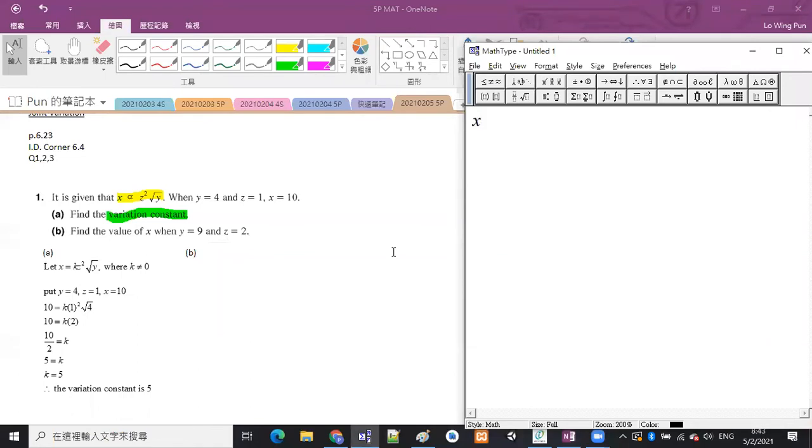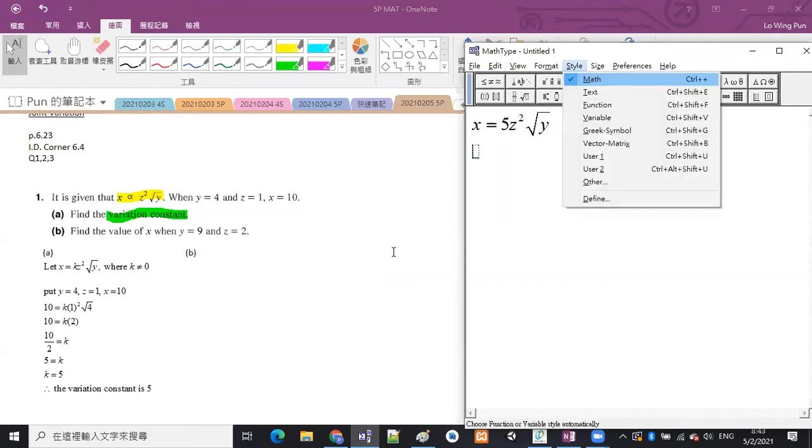Okay, so now we have already found that the value of k is equal to 5. So x is equal to 5 z square times square root y. Okay, and then in part B, the question asks you to find the value of x when y is equal to 9 and z is equal to 2.